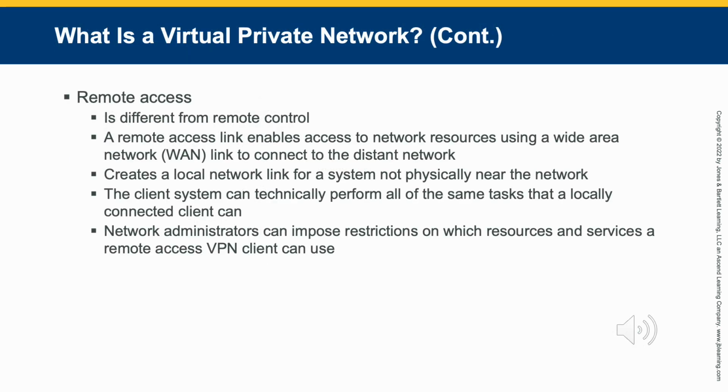Remote access is different from remote control. A remote access link enables access to network resources using a wide area network, or WAN as we refer to it, link to connect to a distant network. It creates a local network link for a system not physically near the network. The client system can technically perform all of the same tasks that are locally connected to the client, and network administrators can impose restrictions on which resources and services a remote access VPN client can use.